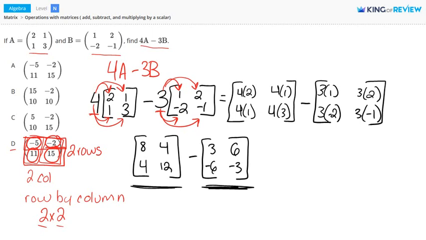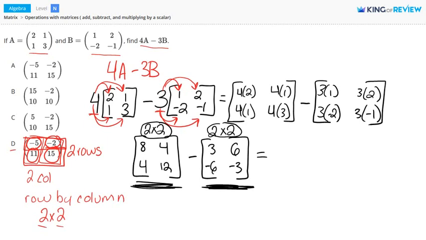To add or subtract matrices, you must add or subtract corresponding entries. You can only add or subtract matrices with the same dimensions. So let's check the dimensions here. This first matrix here has two rows and two columns. Therefore, it's a 2 by 2 matrix. And this second matrix here has two rows and two columns. So this is a 2 by 2. They're both 2 by 2. They have the same dimensions, therefore we can subtract them.